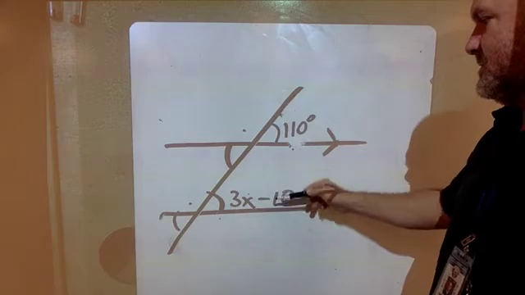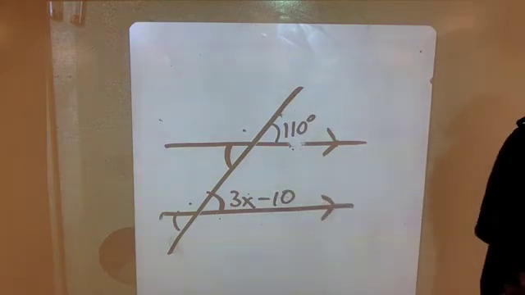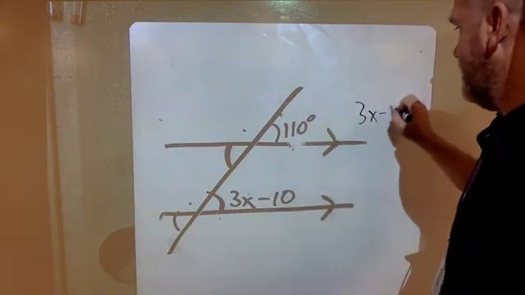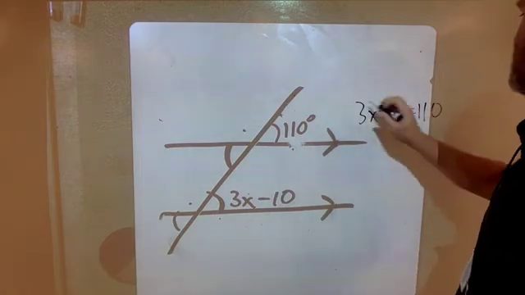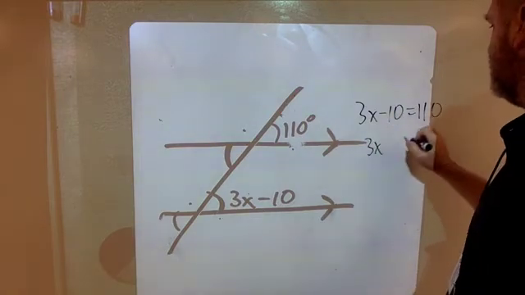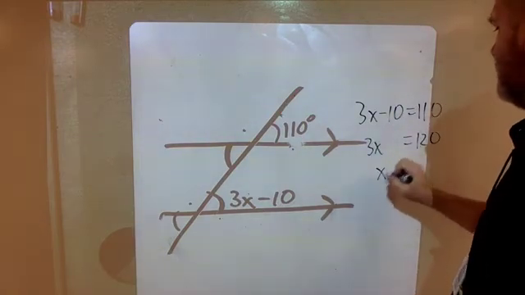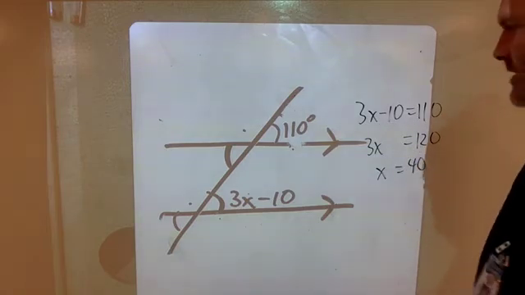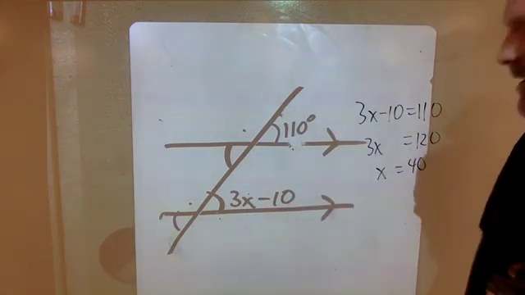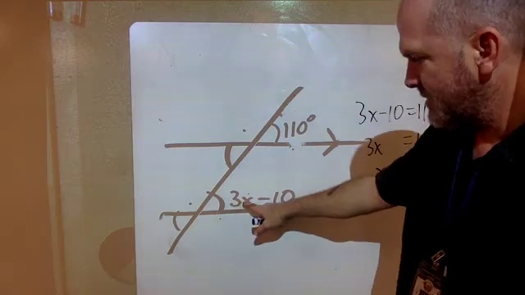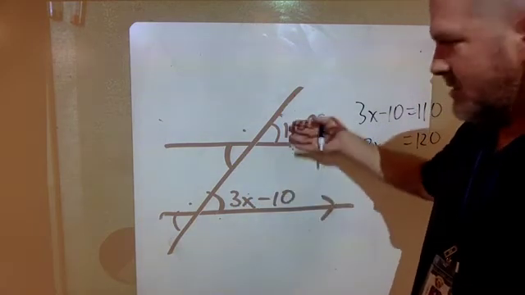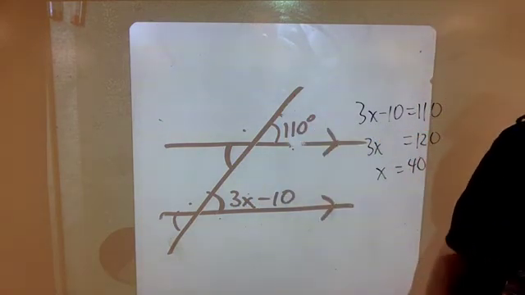So you would set those two things equal to each other just like we did with the vertical angles, and you'd have 3x minus 10 equals 110. Add 10 to the other side to get 120. Divide by 3 to get 40. So x is 40 in this problem. And that's right. 3 times 40 is 120. 120 minus 10 is 110. So it works. They're equal to each other.